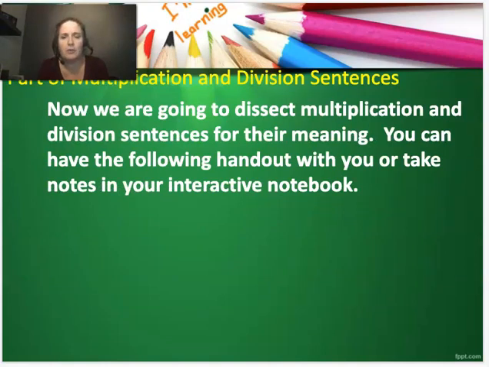So part of multiplication and division sentences. Now we're really going to start dissecting multiplication and division sentences for their meaning, and you can have the handout with you.